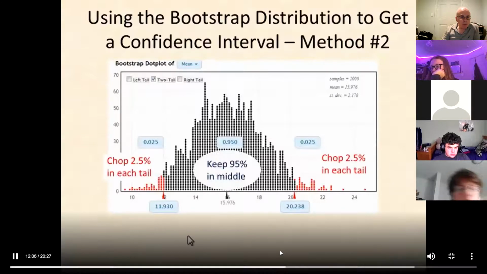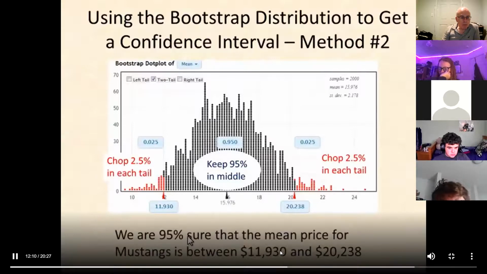So again, we keep the 95% in the middle, chop 2.5% off of each tail, and always interpret in context. For this simulation, we're 95% sure that the mean price for Mustangs is between $11,930 right there and $20,238 right there. So we keep the 95% of statistics and look at these values to give us the 95% confidence interval.